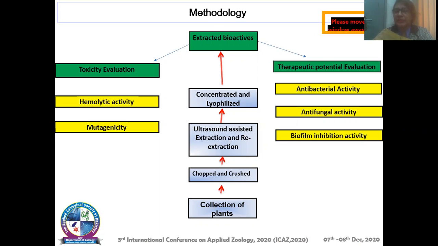These were antibacterial activity, antifungal activity, and biofilm inhibition activity, whereas toxicity was evaluated by hemolytic activity and mutagenicity. After the evaluation of their therapeutic potential and toxicity towards human health, the results were obtained, and these are given here.